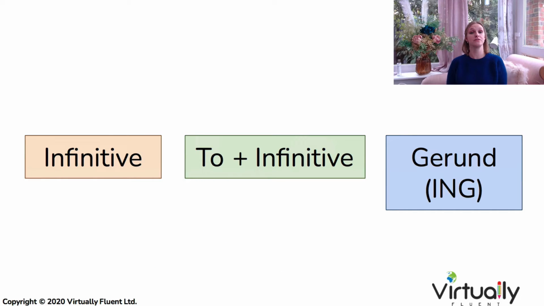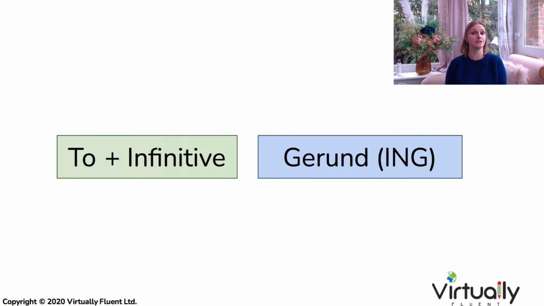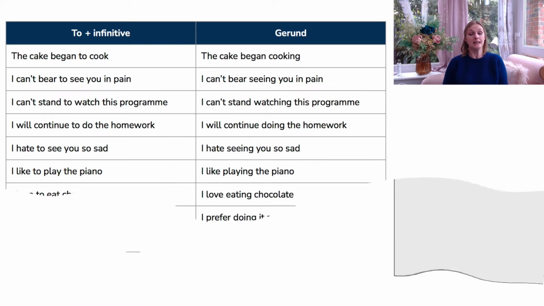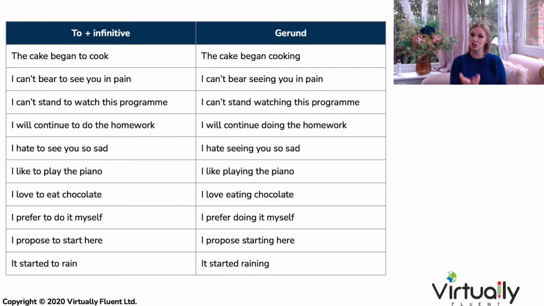Now, traditionally, those verb forms could either be the bare infinitive, to plus infinitive, or the gerund ing. Today we are going to focus on just the to plus infinitive and the gerund ing, and that's because there are some verbs that can be used in both of these structures. Sometimes we have some verbs just like these ones that can be used in both structures and there's no change in meaning. You can use the one you feel more comfortable with.